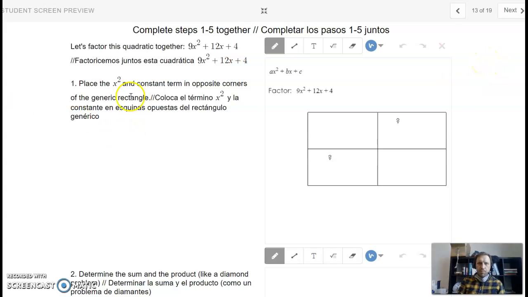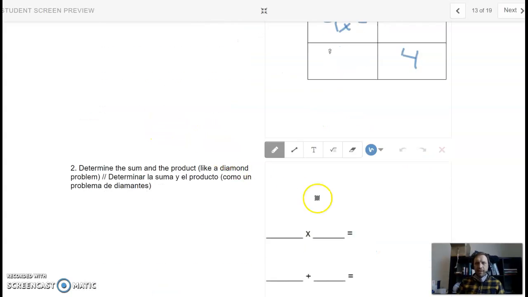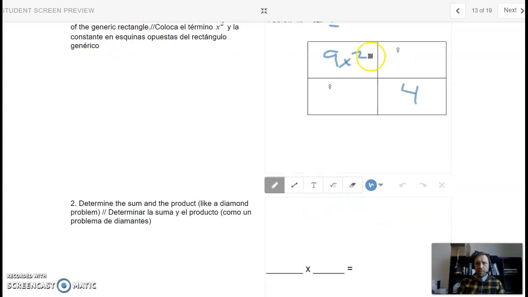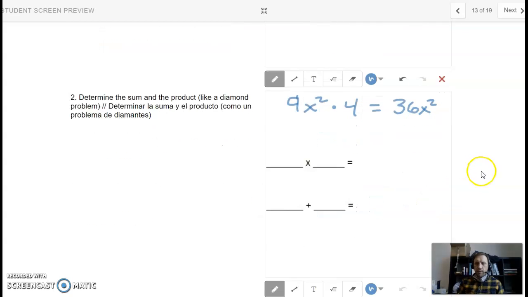So our first steps are to place the x squared and constant terms in opposite corners. So I'm going to place the 9x squared here, and the constant term 4 is going to go right here. Now, in order to find what we're multiplying by, we need to multiply these two diagonals right here, or this diagonal, 9x squared. We did this earlier, and I said, remember, we're going to have to remind ourselves why we're doing this. I want two numbers then that multiply to 9x squared times 4, which is 36x squared. So then we write it in here.